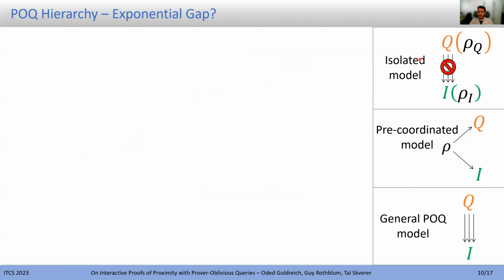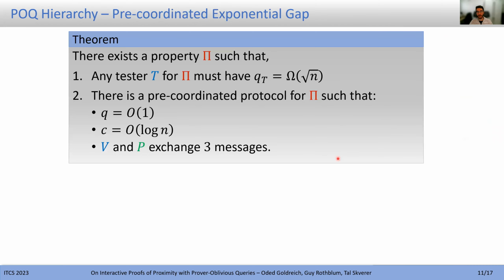So that's nice. We have some sort of hierarchy of prover-oblivious queries, and a natural question to ask at this point is whether the exponential gap that we have for interactive proofs of proximity, which only required sending just one message between the verifier and the prover, also holds for this model, or whether this restriction of prover-oblivious queries, and furthermore restricting how Q and I coordinate, severely limits their power. So I'm going to answer this question regarding the pre-coordinated model.